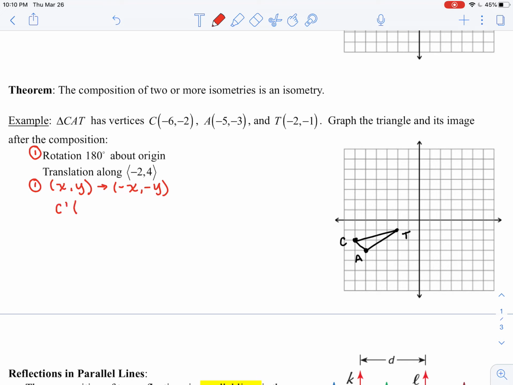So C prime should be at (6, 2). A prime will go to (5, 3). And T prime ends up at (2, 1). Graph triangle C prime, A prime, T prime.